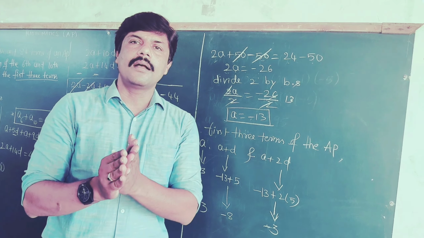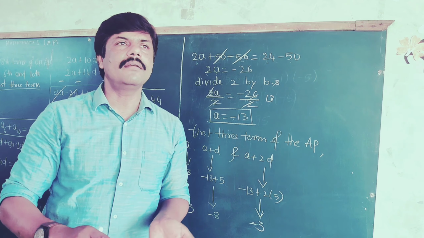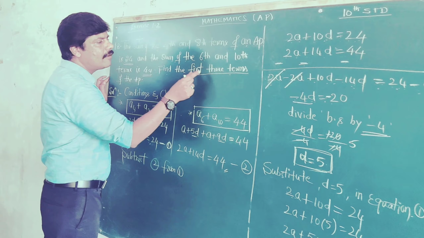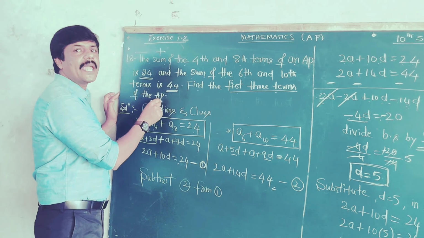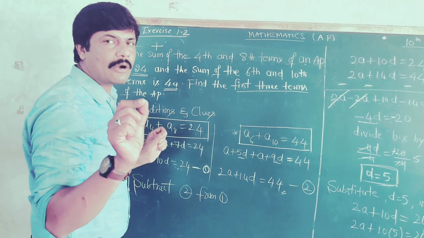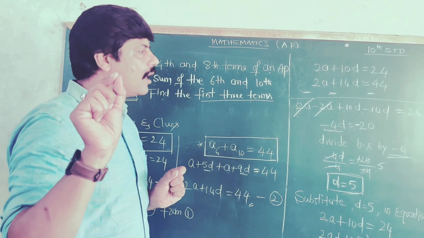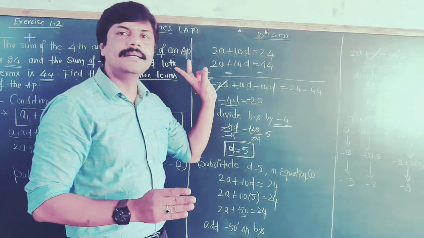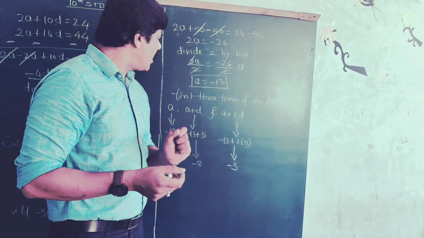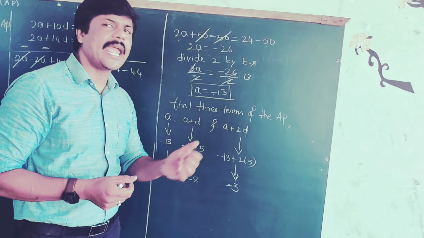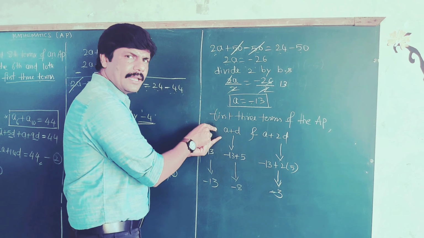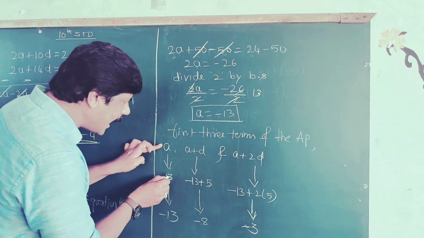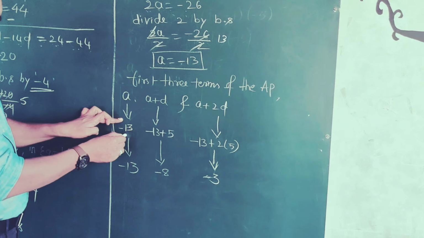Once we get A and D values, we will go to what is asked here. Find the first 3 terms of the AP is the question. Now we have to find the first 3 terms of an AP. Using all this collective data, we have found A and D. The first 3 terms of an AP in general are A, A plus D, and A plus 2D. What is A? A we have got as minus 13.